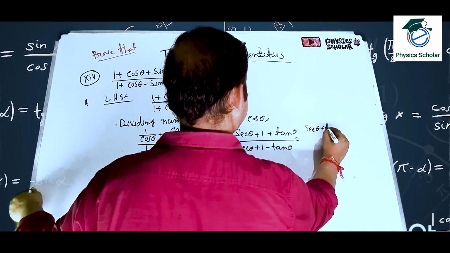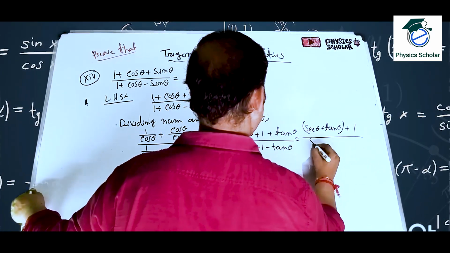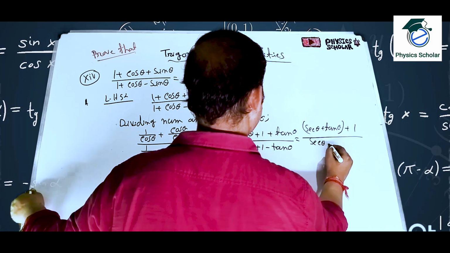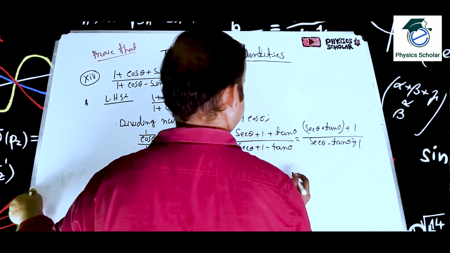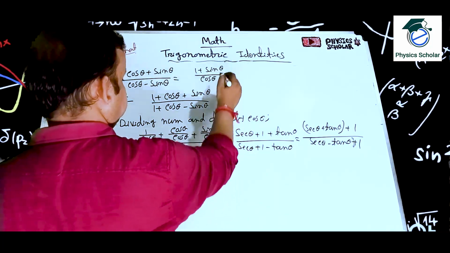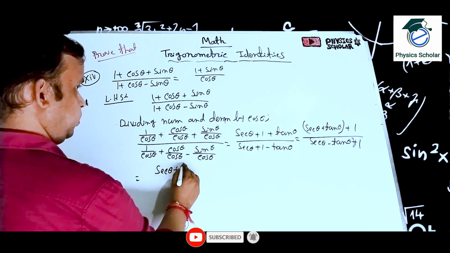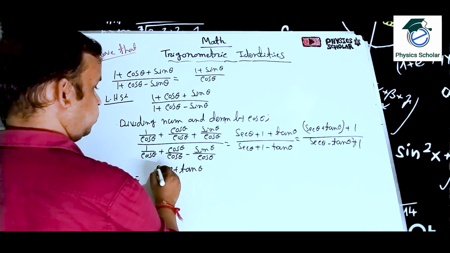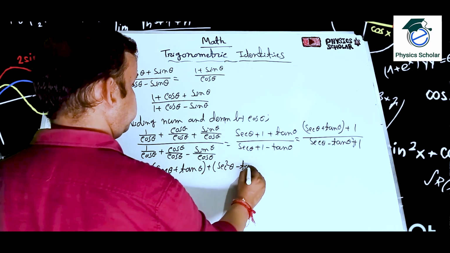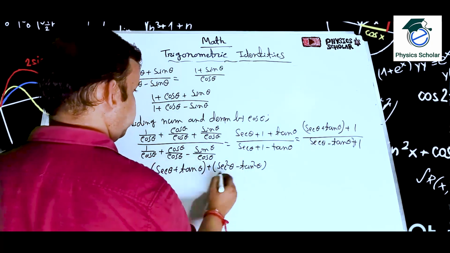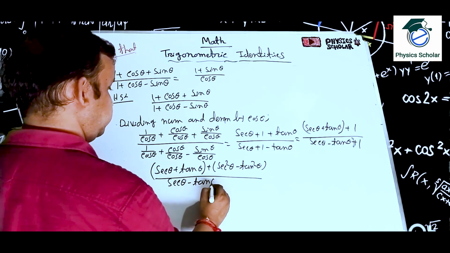Sec theta plus tan theta plus 1 divided by sec theta minus tan theta plus 1. Okay, so now see what you can write? Sec theta plus tan theta, and plus 1 means what? Sec square theta minus tan square theta. Sec square theta minus tan square theta means what? 1 divided by sec theta minus tan theta plus 1.